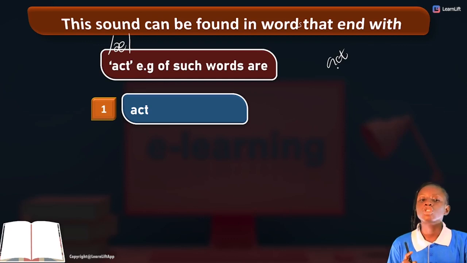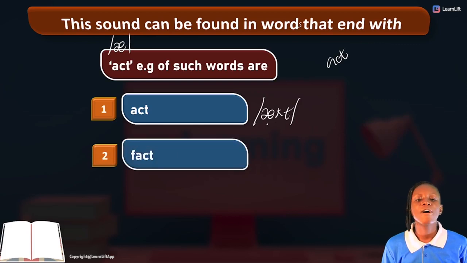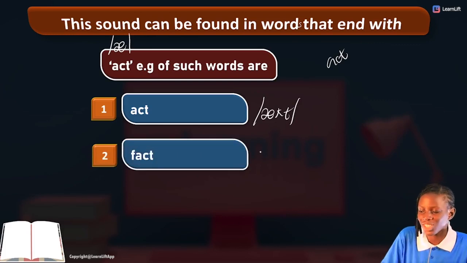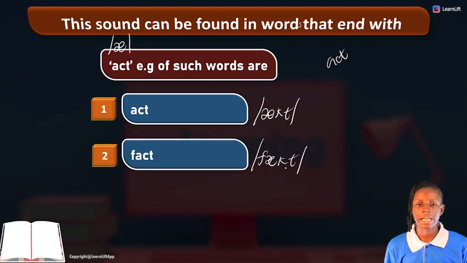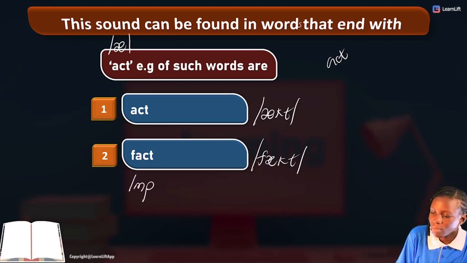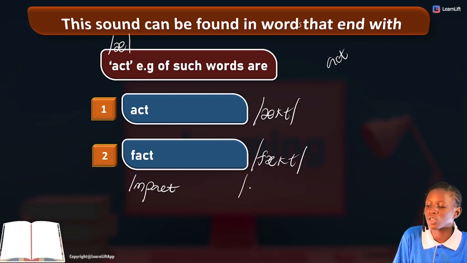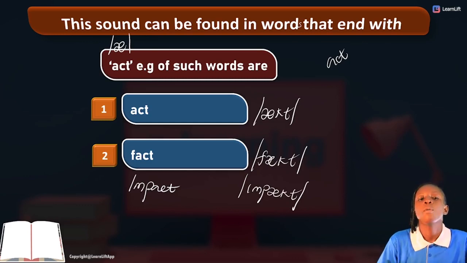So let's transcribe our act to be sure that this rule is correct. Now our act is transcribed as act, right? And the next we have our fact. Now our fact is transcribed as fact. So we can actually see that this is working. Now to add to this example, we have our impact, and it's transcribed as well, and we have our pact. Okay, so we can proudly say most words ending with ACT have the short R sound.